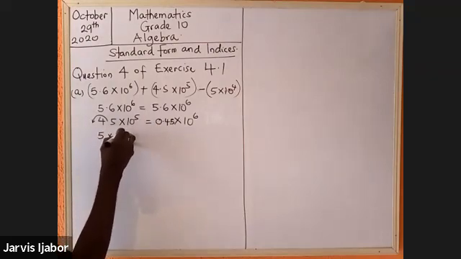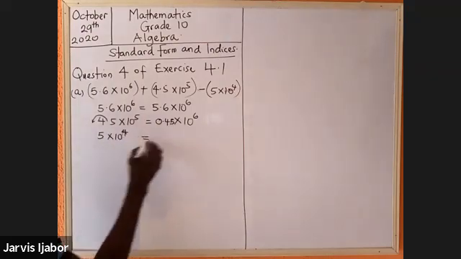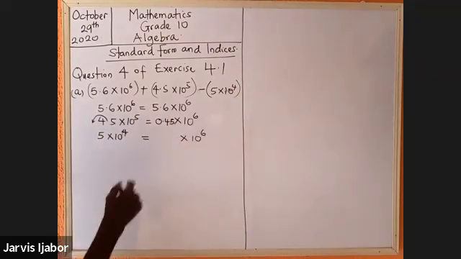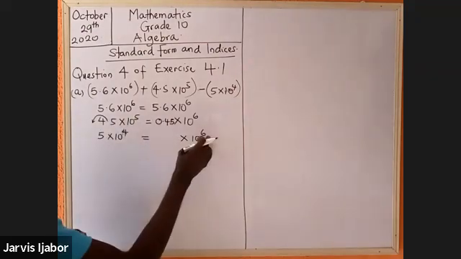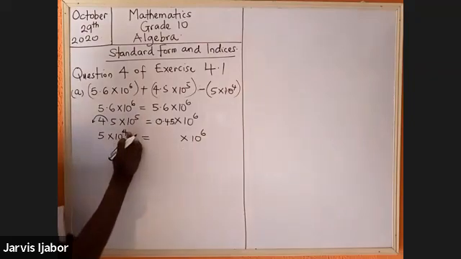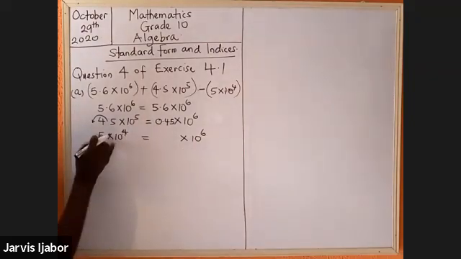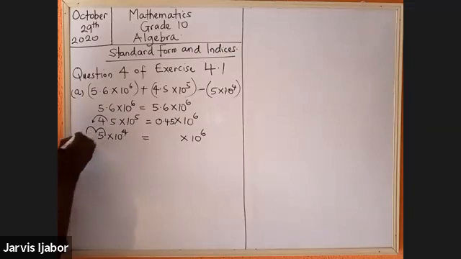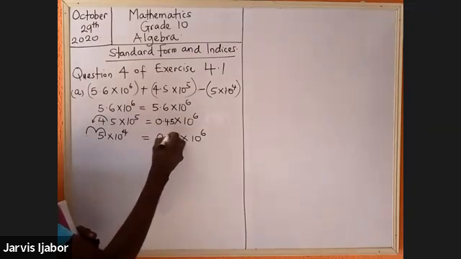Now we have 5 times 10 to the power of 4. My first consideration is to make this to the power of 6. What have I done to cause this? I have increased this power by 2, and by so doing, I need to reduce this. Remember, we said that for every whole number, the decimal point exists after the unit. So I'll go back 1, 2, and by concept, I'll put 0 here and then put 0 point. So it becomes 0.05.